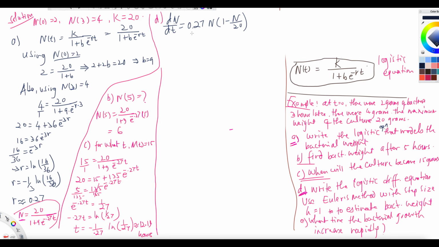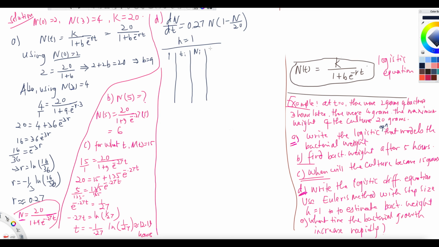Now what you want to do is solve this equation by the Euler's method. Okay, guys, so how do I do that? To solve by the Euler's method, we need the table, right? We need i here, and then you do ti. Okay, we have given h equals 1. Okay, ti, and then we do ni.